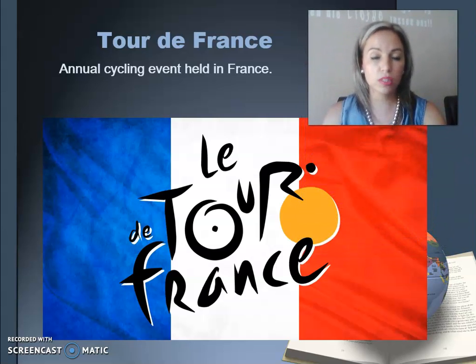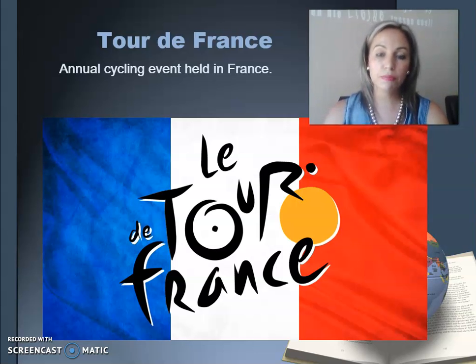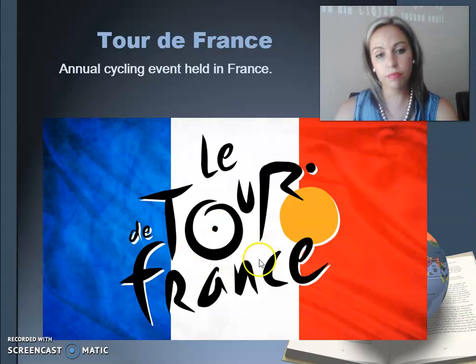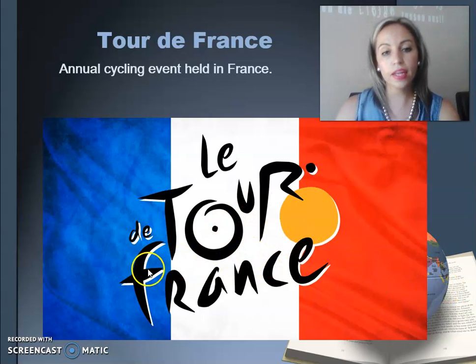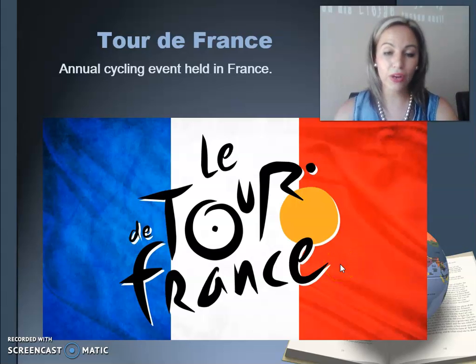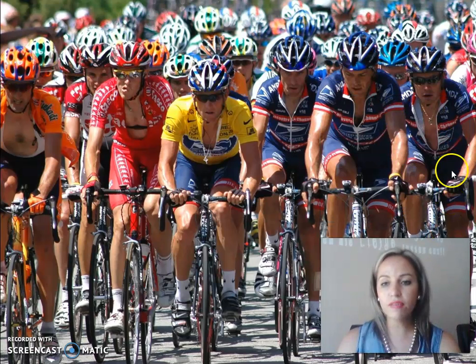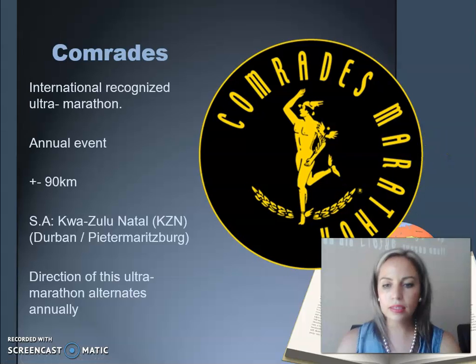Then we have the Tour de France. It's an annual cycling event, which means it's held every year, and it takes place in France. You can see the logo on this flag, and then you can also see the logo. The tour word resembles a man on a bicycle. Here you can see the man, and that's one wheel, and that's another wheel. This is an event that people all over the world take part in, and everyone knows about this, no matter where you live.